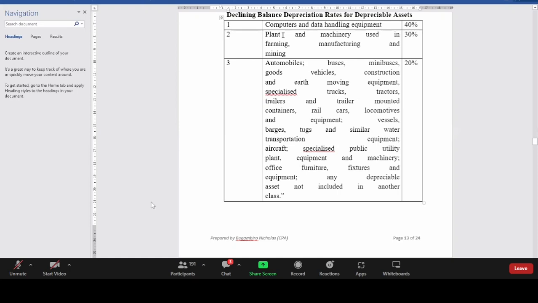It is not plant and machinery used in farming, manufacturing, and mining. And it is not a capital equipment which is of less value, minor capital equipment, because those are allowable, they are exempt. And it is not industrial building, because industrial building has its own separate way of treating it. Guys, all those go under class 3. So the majority of the things you'll be finding will be for class 3. So take note.